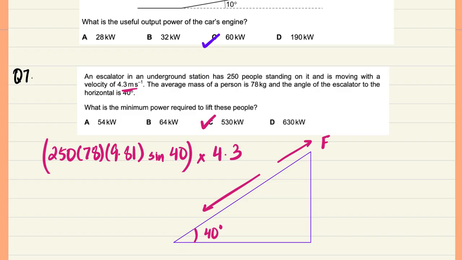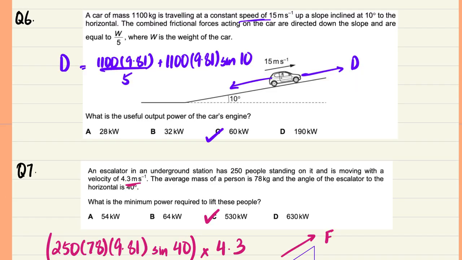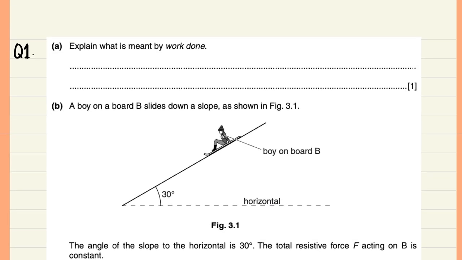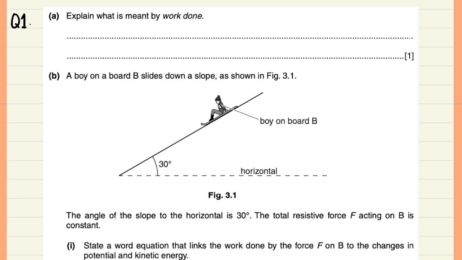Now let's go on to the structured question. All right. So question number 1A. Part A, explain what is meant by work done. So work is the product of force and the distance, or the displacement. Displacement is just slightly better to write, covered in the direction of the force.